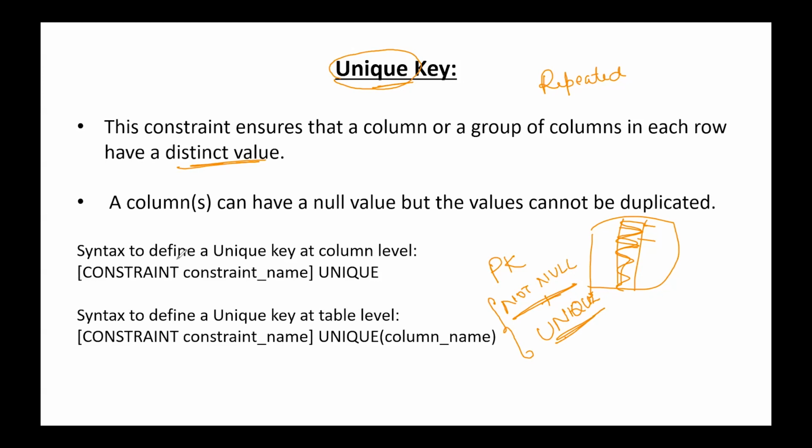So if I want to define a unique at a column level, then what will I do? After declaration of that particular attribute, I will write the keyword constraint, then I will give a name and then I'll mention unique. If at all I want to declare it at the table level, I will declare all the columns, that is column 1, data type, column 2, data type. And after mentioning all the columns, at the end, I will mention the constraint name, the keyword unique, and the column name for which I'm applying this unique.